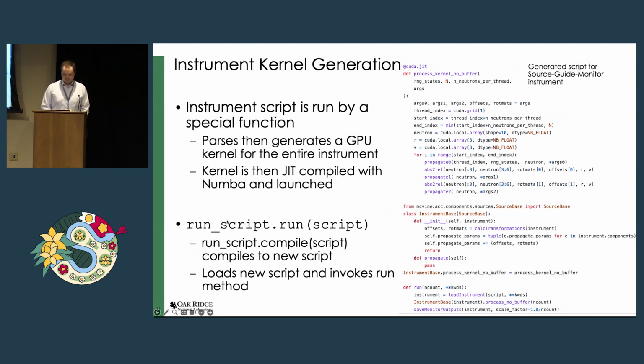This run script.run is the current CPU API. This is how users would actually run the script, so we want to implement this as well. The MCViNE.acc version has the same kind of interface. As far as the user is concerned, they call this exact same function, and all this is being done behind the scenes for them. But now it's running on the GPU instead of the CPU.